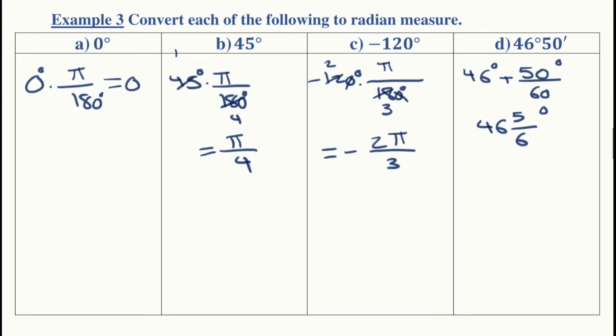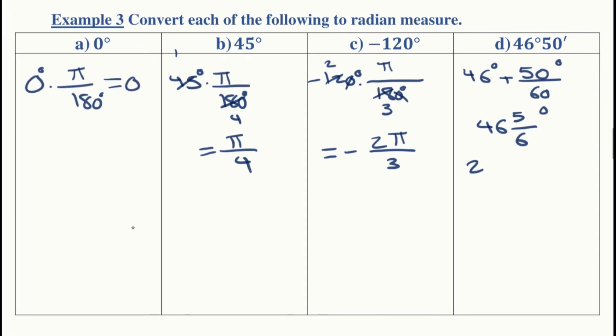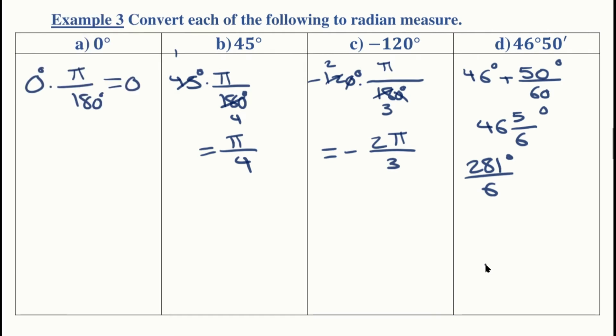So notice that I can go ahead and convert that into an improper fraction, because the numerator will be higher than the denominator. So we get 6 times 46 plus 5, 281 over 6 degrees, correct? So 6 times 46 plus 5. Okay, now all we need to do is multiply by pi over 180 degrees, and we'll get ourselves the answer in radian mode.